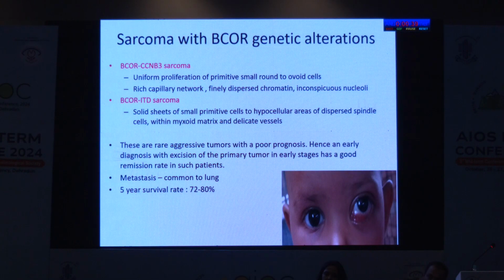These are very rare aggressive tumors with a poor prognosis, hence an early diagnosis is required. An excision of this tumor has a good remission rate. Metastasis is commonly to the lung. Five-year survival is about 72 to 80%. And this is the picture of the patient after chemotherapy. The patient responded very well to chemotherapy. So these are rare orbital tumors which should be kept in mind in the differential diagnosis, both for the pathologists as well as for the clinicians. Thank you.